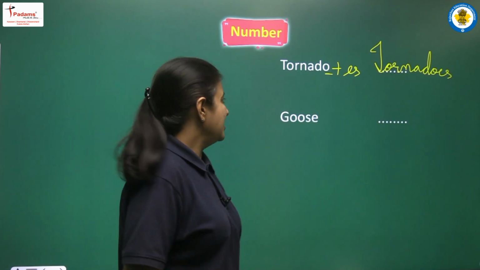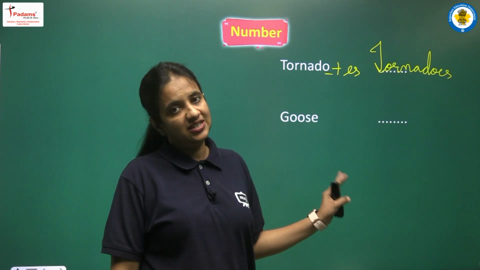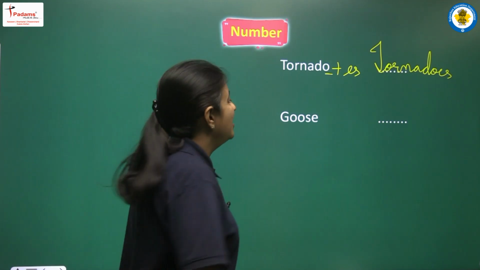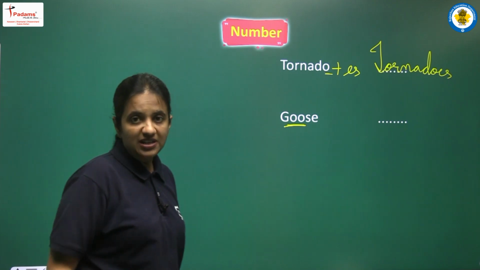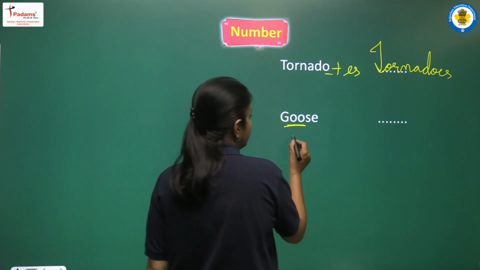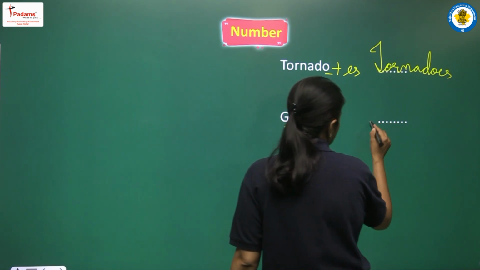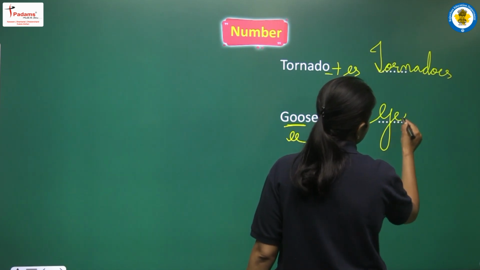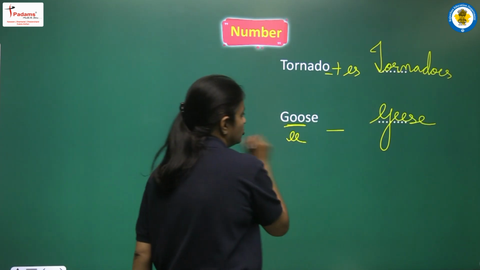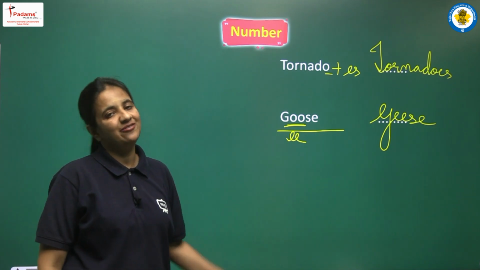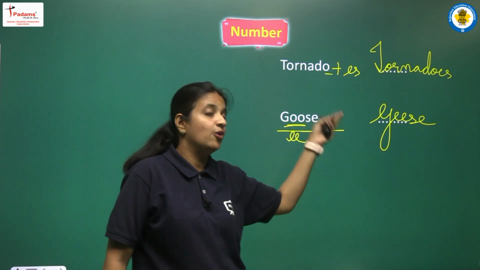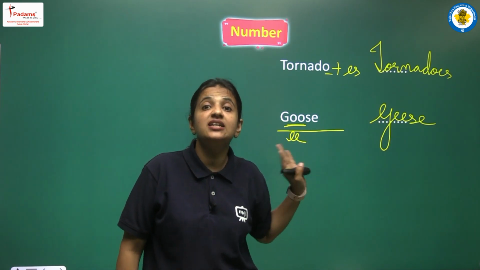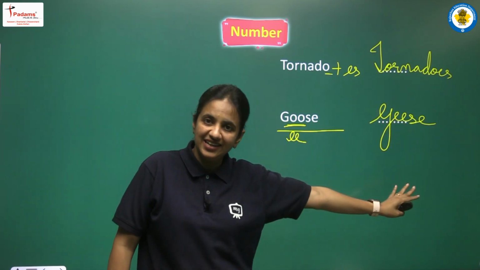Okay. Next we are having goose. So this is also an irregular noun, and in this spelling also we have to replace the vowels. We have to replace double O with double E. So goose, it will be geese. Alright, so goose, that is a singular noun, and when we are converting this singular noun into the plural one, it will be geese, G-E-E-S-E.